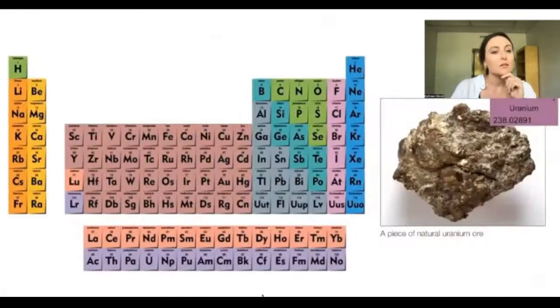So let's start at the very beginning, and at the very beginning is the periodic table. So we're looking at uranium and thorium. They are both heavy elements that are part of the actinide series, and they are both radioactive, meaning that they will spontaneously decay and become different elements over time.